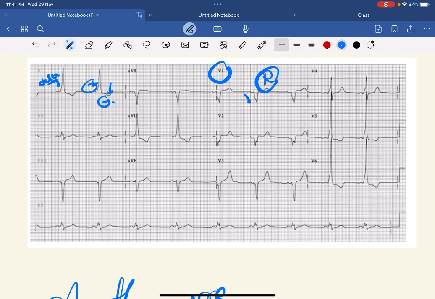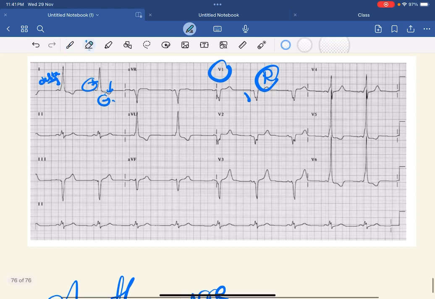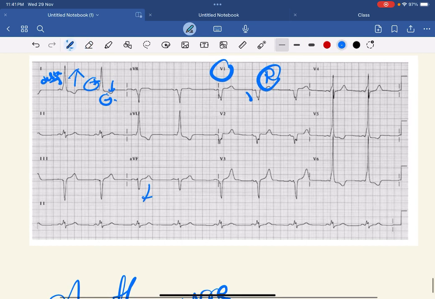For that, you have to see the axis. Here, the axis is left axis deviation. That means it could be either posterior septal or free ventricular wall. To differentiate whether it is posterior septal or free ventricular wall, you have to see lead 2. Here in lead 2, it is biphasic or predominantly upward. So it is seen in free ventricular wall. If it is predominantly negative in 2, 3, AVF, that is, delta waves are negative, it means posterior septal. But here in lead 2, it is biphasic or predominantly upward, so it is seen in free ventricular wall.